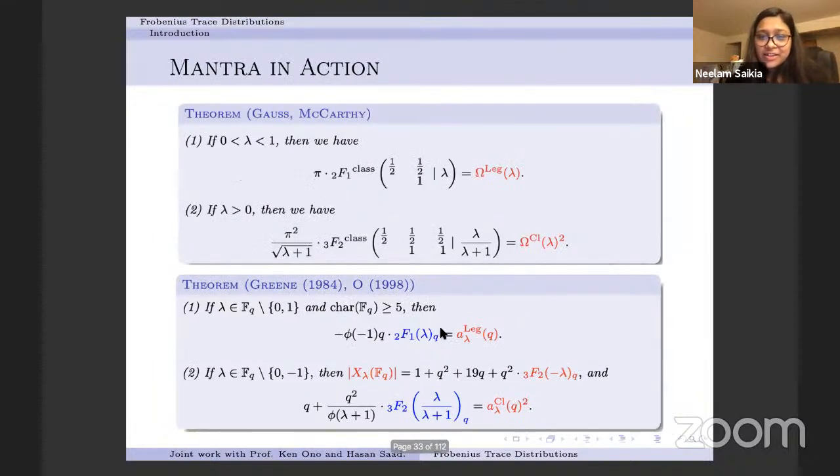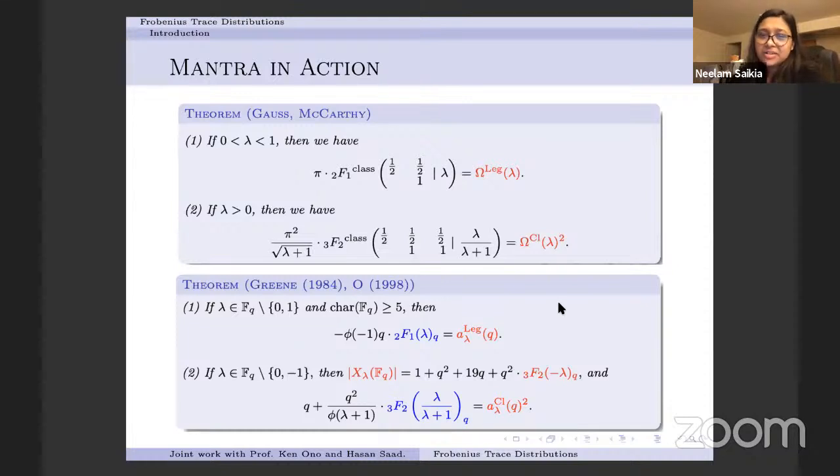If you remember, we have previously talked about how the periods are related to the classical hypergeometric function. So this is the mantra that played here. If we have a period represented by this 2F1 hypergeometric function, then here we have this 2F1 Gaussian hypergeometric function, where the 1/2 is replaced by the quadratic character and 1 is replaced by the trivial character. And like here we have the 3F2 classical hypergeometric function, which represents the square of this period, then here we also have the square of this trace of the Legendre form related to this 3F2 hypergeometric function.